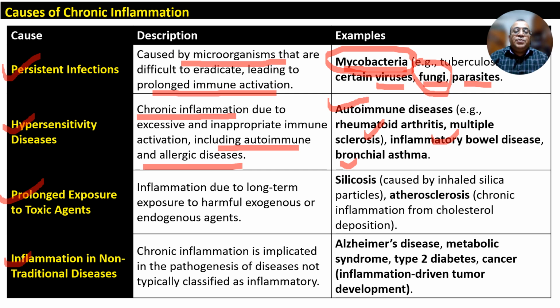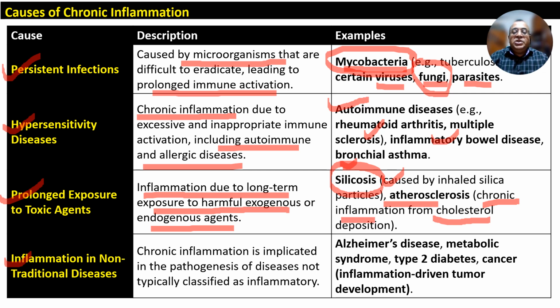When there is prolonged exposure to a toxic agent, the inflammation occurs in chronic form. This toxic agent can be endogenous or exogenous. When inhaled silica particles are taken into the lung, they induce the chronic form of inflammation, while an endogenous agent such as cholesterol may induce a chronic inflammatory process.